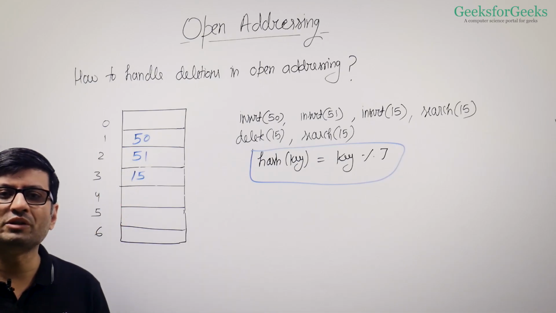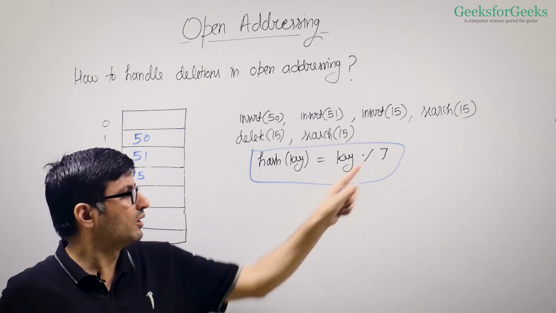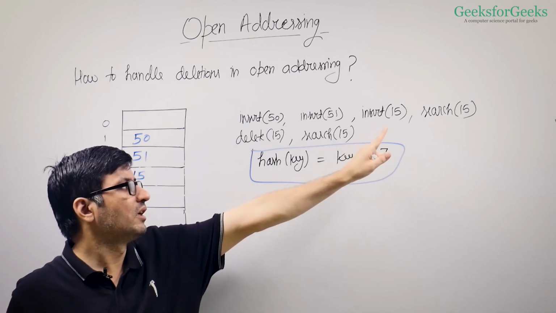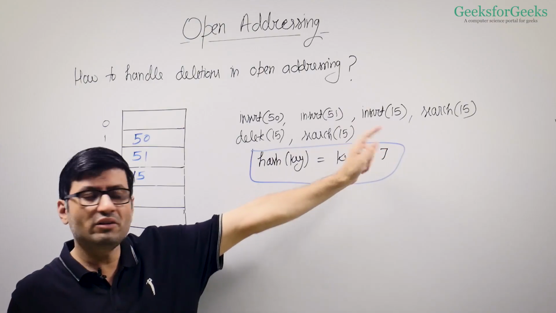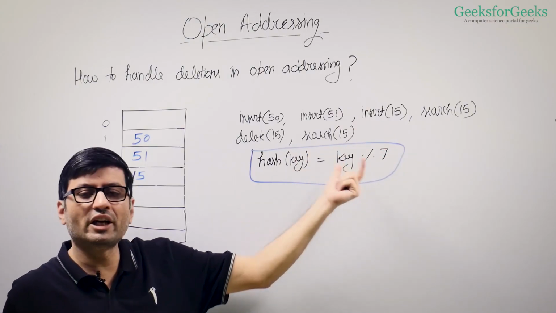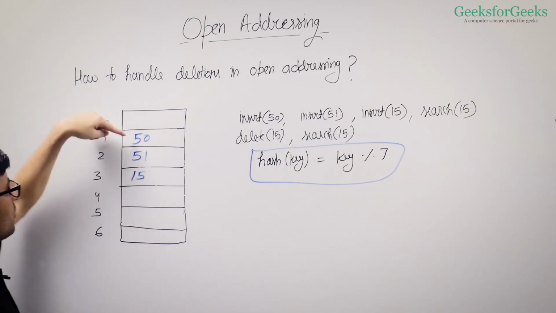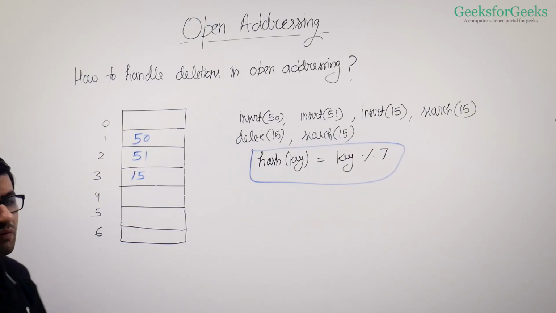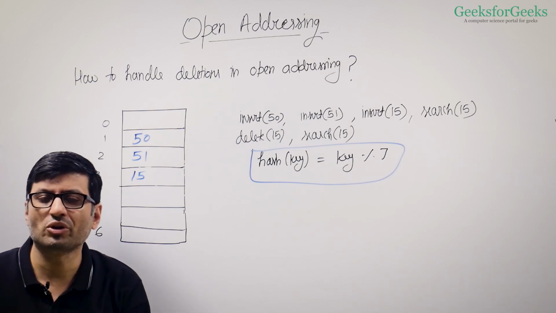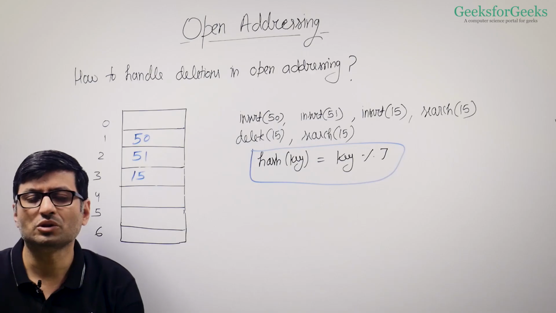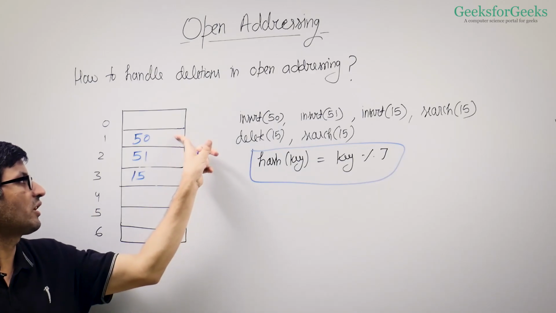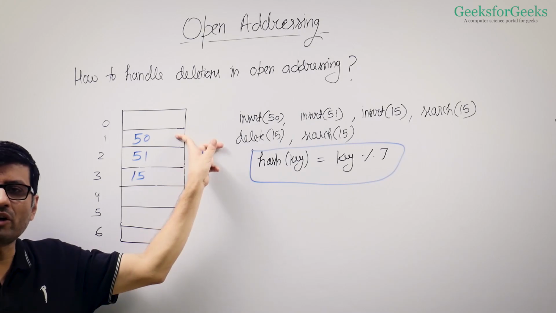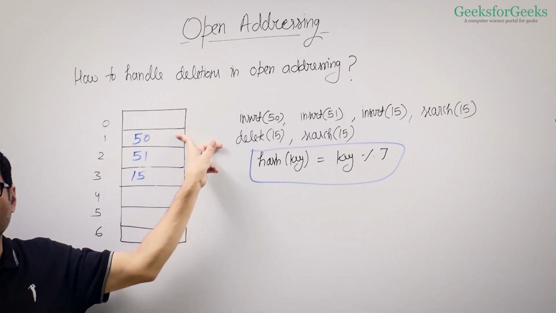So what do we do when we search a key? We find the hash function again. Our hash function gives us the value 1. We go to the slot 1. We do not find 15. Can you guess what to do? You went to the slot and you found that this slot had something else. So what will you do?